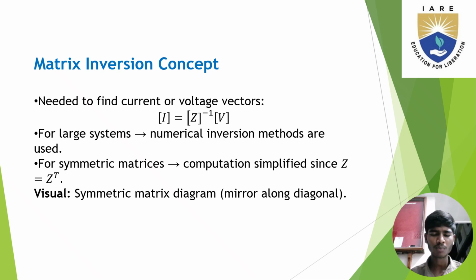Matrix inversion concept. Inversion means finding A inverse, needed to find current or voltage vectors: I equals Z inverse times V. For large systems, numerical inversion methods are used. For symmetric system matrices, computation is simplified since Z equals Z transpose.